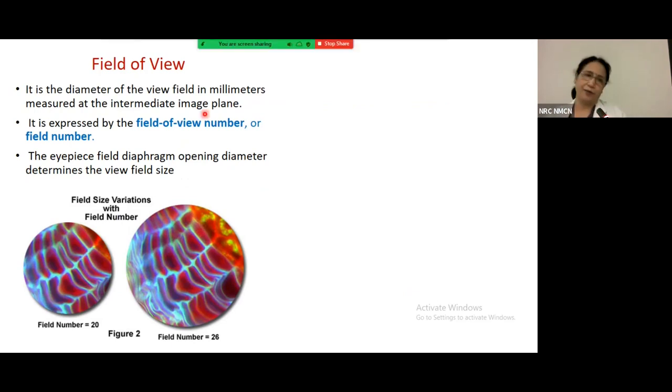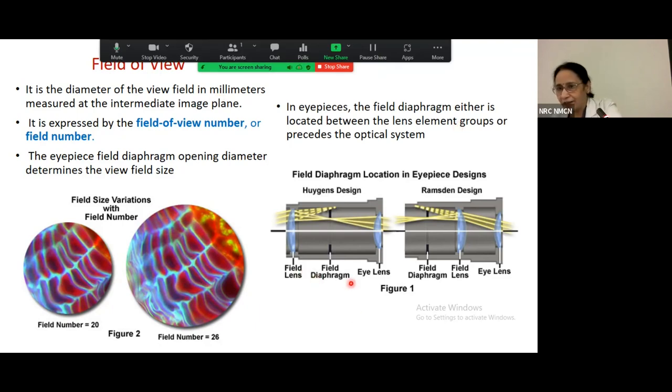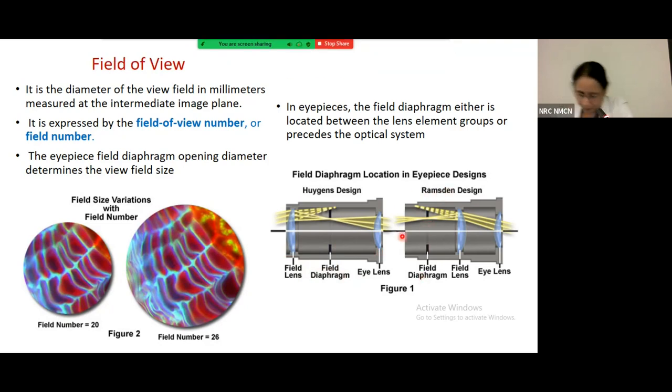Another thing is field of view. It is the diameter of the viewing field in millimeters. It is measured at the intermediate image plane of the eyepiece. It is expressed as either field of view number or field number. It depends on the eyepiece field diaphragm opening diameter, and depending upon that, it may increase. In eyepieces, the field diaphragm is either located between the lens elements or precedes them, like in the Ramsden design.